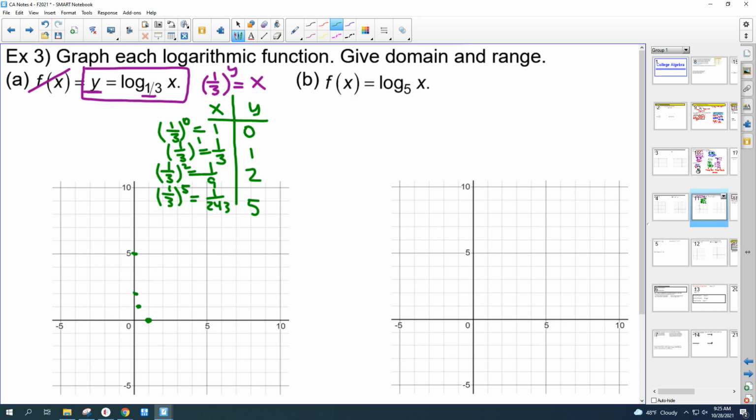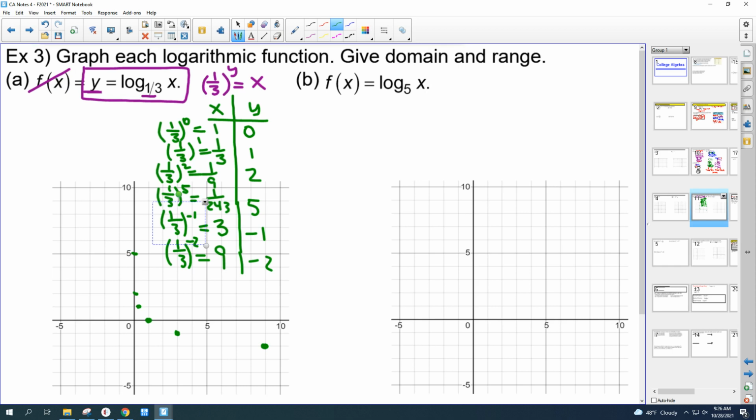All right, so let's try a negative number. If we try -1, 1/3 to the negative first. Remember what a negative exponent does. It's going to flip it, right? So 1/3 to the negative first is +3. I've got x is 3, y is -1 right there. I can do -2 and say 1/3 to the negative second power: flip it and square it, and I get 9. So 9 comma -2 is right there.